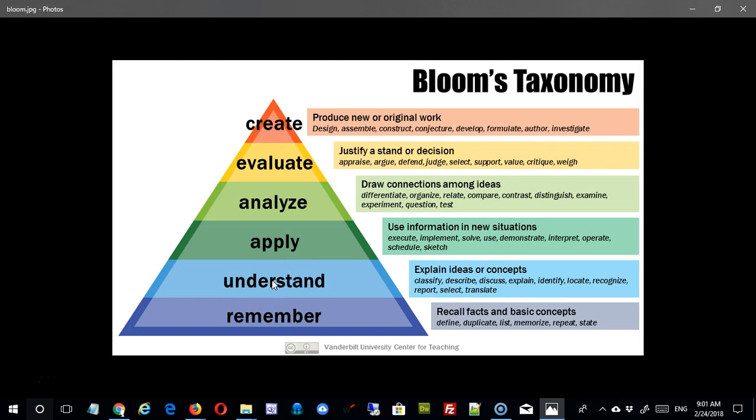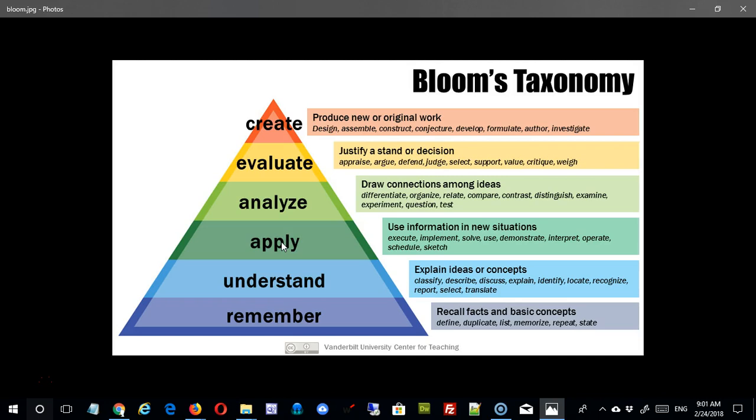The next level up from the bottom is something called application. The word they use here is to apply, so very, very similar. And that's being able to do something with your knowledge and your understanding. Okay, so if I give you an equation and you can solve that, you can plug the numbers in, you can come to an answer, that's an example of application.